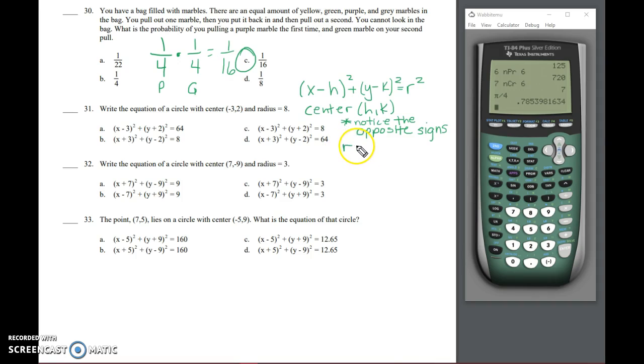And then r is the radius. In the equation, it's r squared. So in order to get r, we have to take the square root of it to get r.